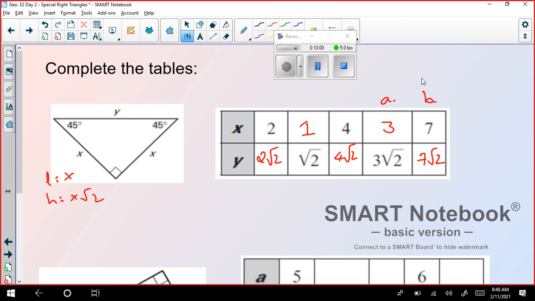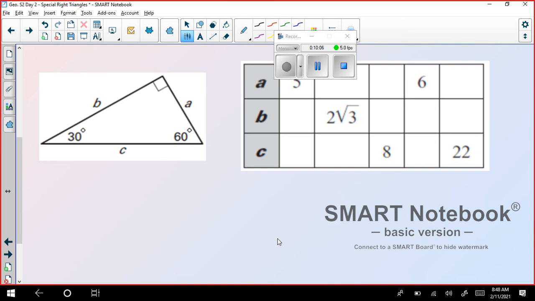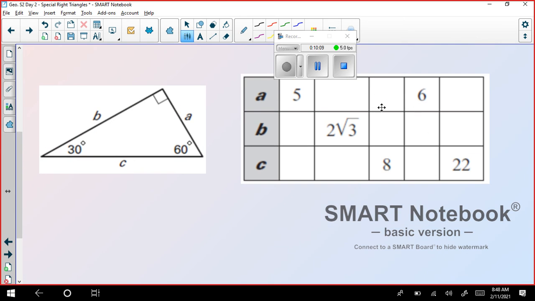Let's see the next one here, the 30-60-90 this time. I'll do the first two, then I'll give you a chance to work on the other three. This is the smallest leg which is given to me, which is 5. We know that if the smallest leg is x, then the longest leg will be x root 3 and the hypotenuse is 2x. I have been given the smallest leg a, that is 5, so the longest leg b is 5 root 3 and the hypotenuse is 2x, which is 5 times 2, that is 10.